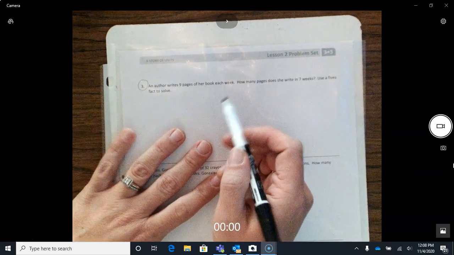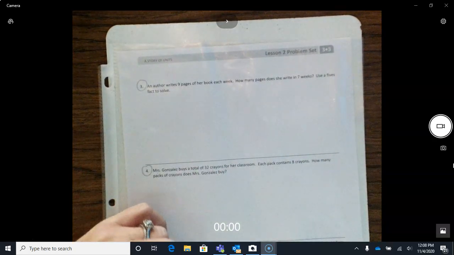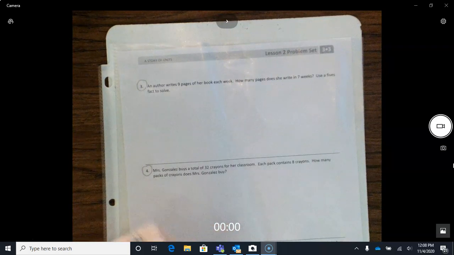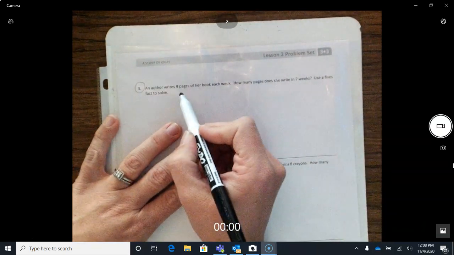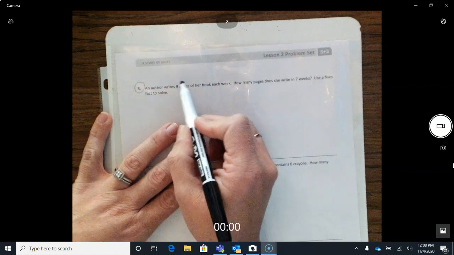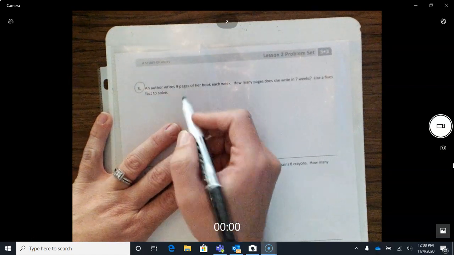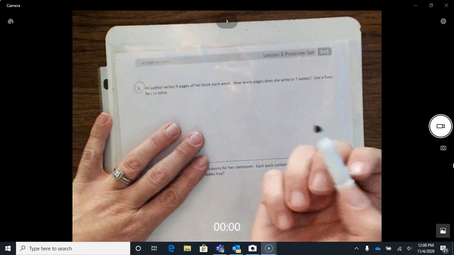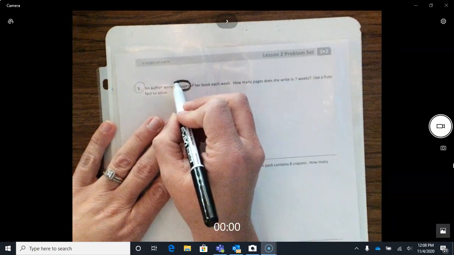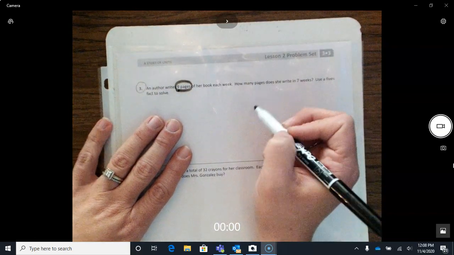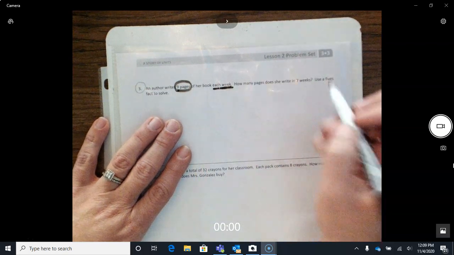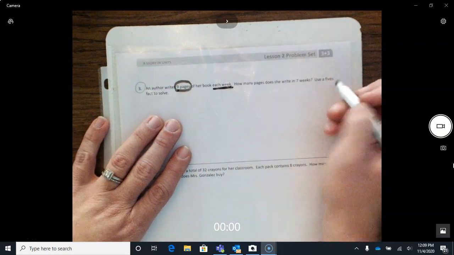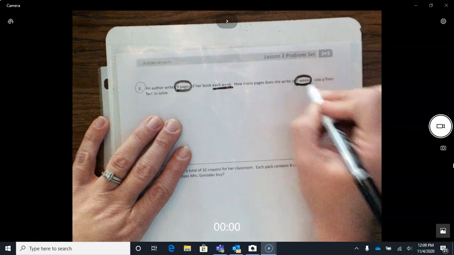All right, so when we solve word problems, we want to make sure we take notice of the numbers and nouns. And we started talking about this in some of our small groups last week. But I'm going to find the number, and then I'm going to circle the word that explains what that number is. So I don't want to just circle 9. I want to know 9 what. So in this case, I'm going to circle 9 pages of her book each week. It's important to know about each week. Okay? Then I also see 7. Well, 7 what? Oh, yep, 7 weeks. So I'm going to circle 7 weeks.